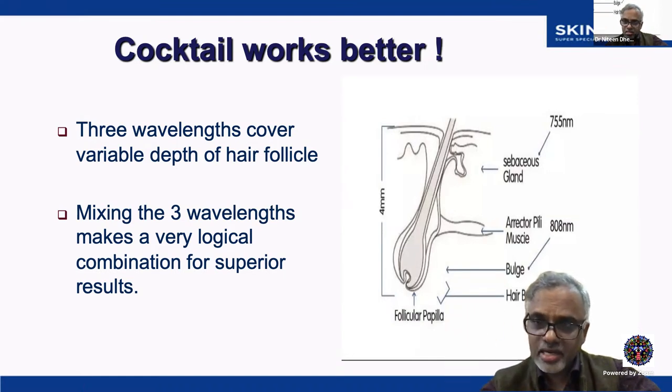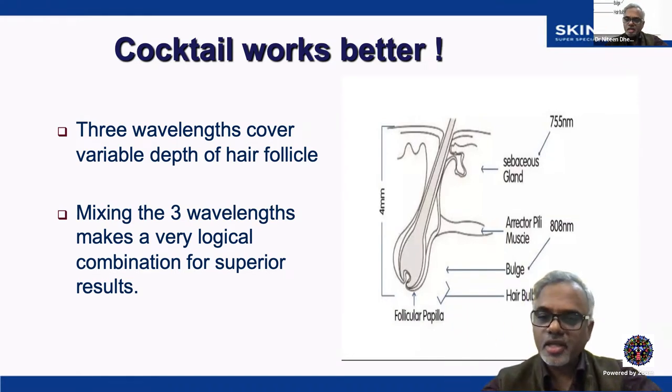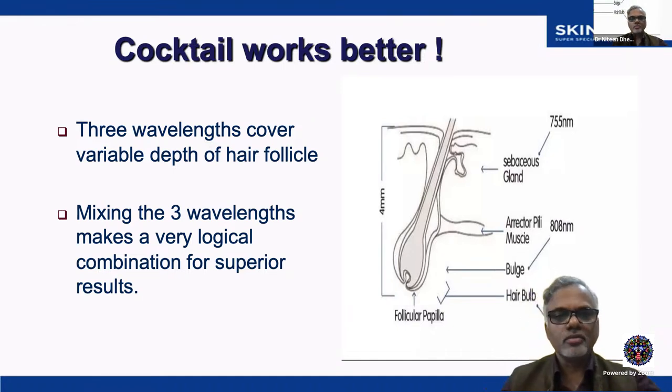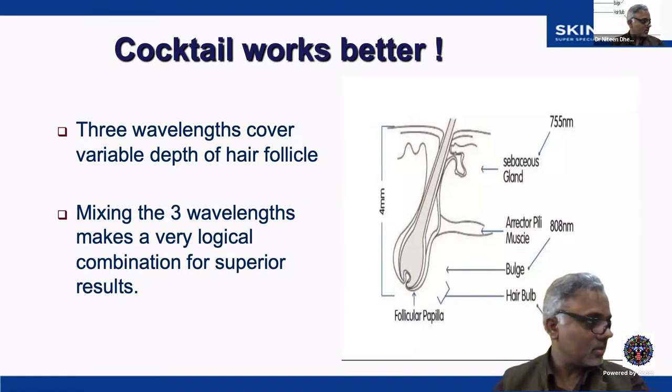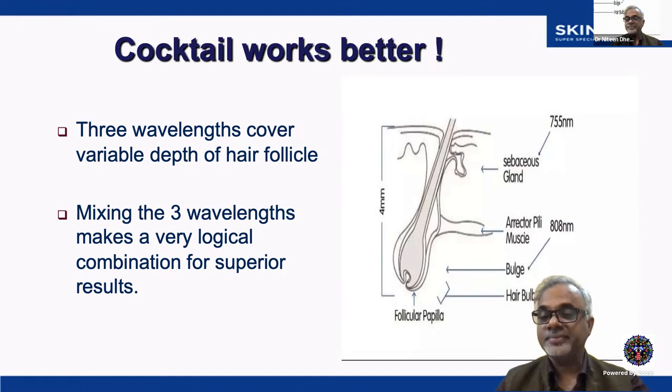When you fire that laser light, it is a mixture of three different wavelengths. So, it's a 755, which is Alexandrite, 810, which is a diode, 1064, which is Nd:YAG. All these three wavelengths can be generated and fired together. That's called a cocktail wavelength or a triple wavelength diode laser.